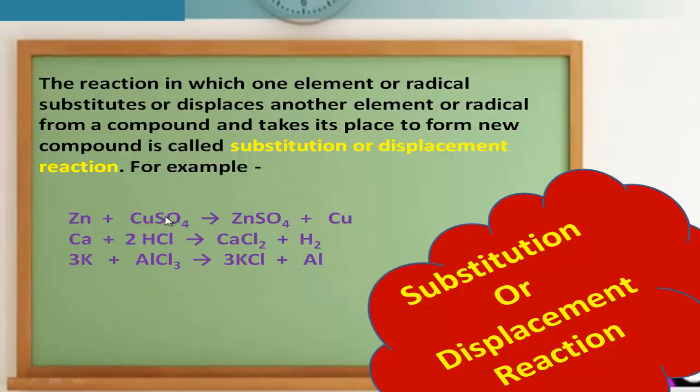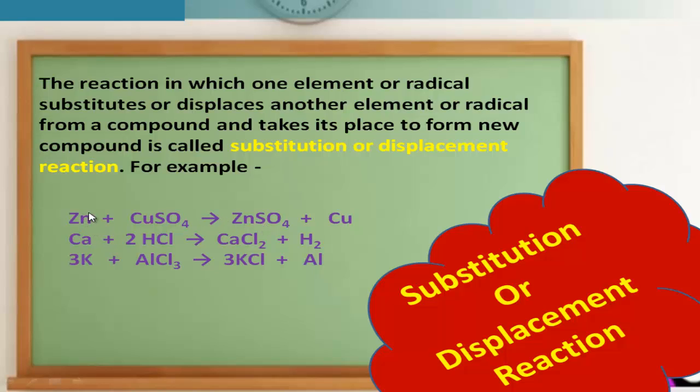So this type of reaction is known as substitution or displacement reaction, where one element or radical substitutes another element or radical from a compound and takes its place to form a new compound. And in these reactions obviously oxidation and reduction occur.